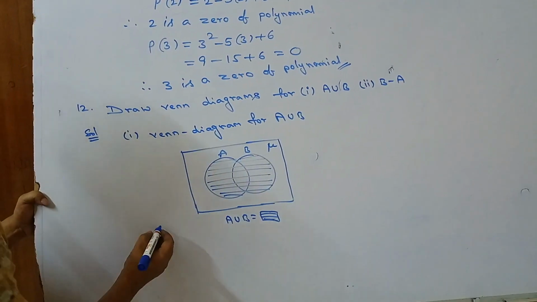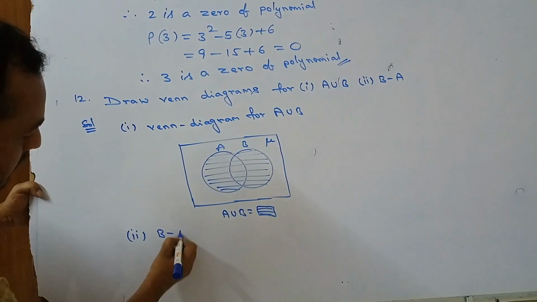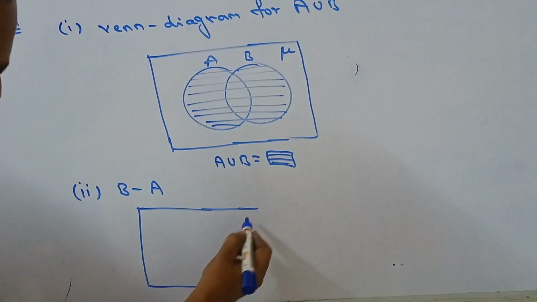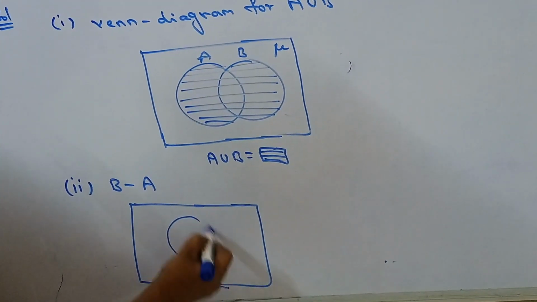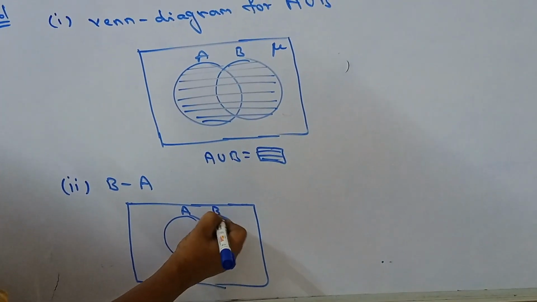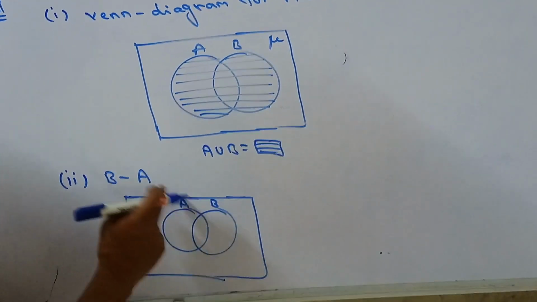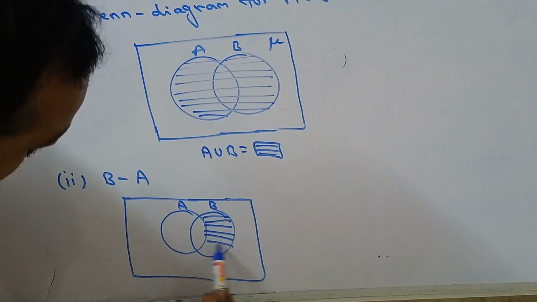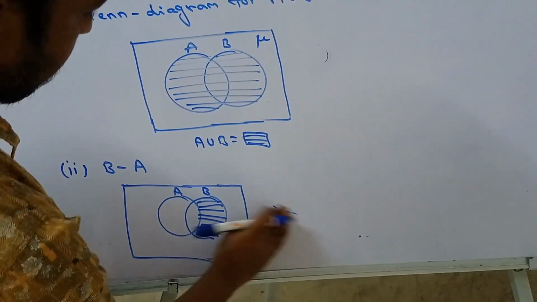Next, second one, B minus A. You can draw separate or one diagram also. A, B. This part is A minus B, A intersection B, B minus A. We need only B minus A. This part. A, B minus A.